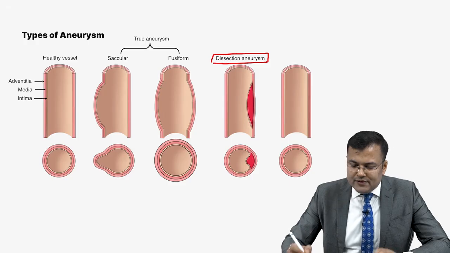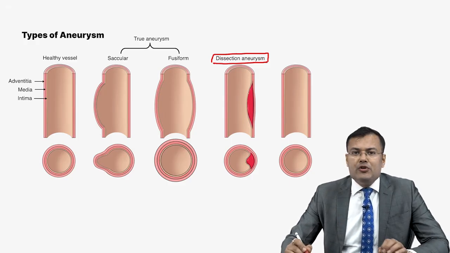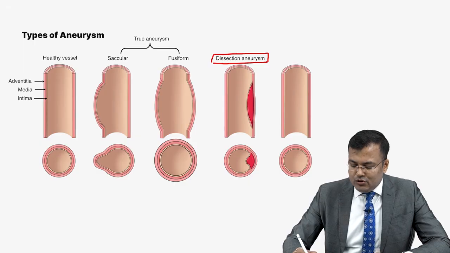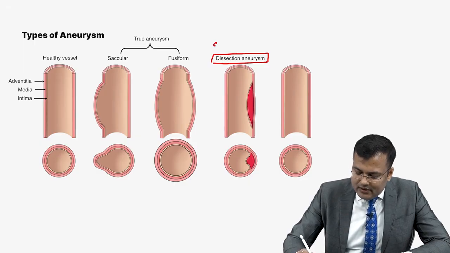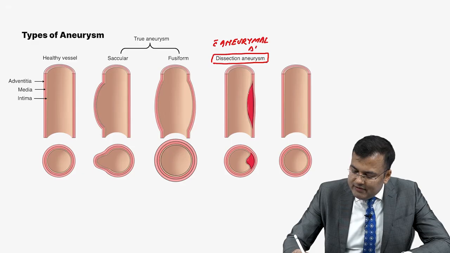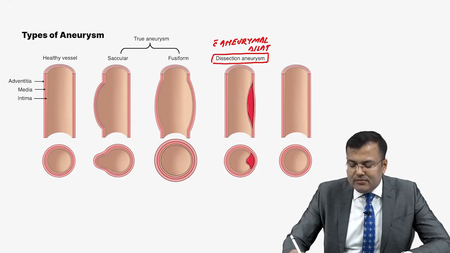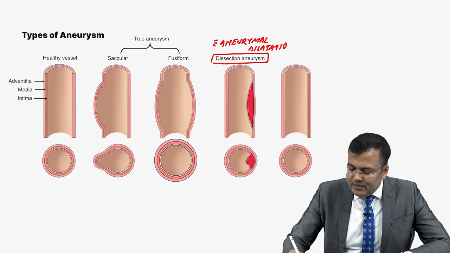So there are two components. First, there is dissection with aneurysmal dilatation of false lumen. Aneurysmal dilatation, clear? So whenever there is dissection followed by aneurysmal dilatation of false lumen, it is dissection aneurysm.